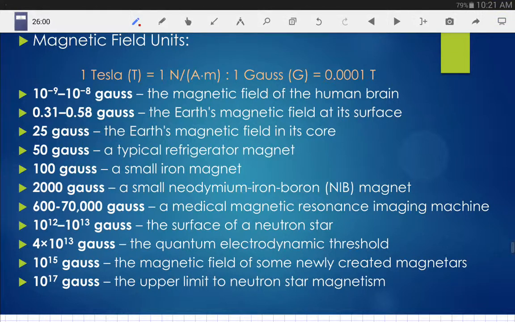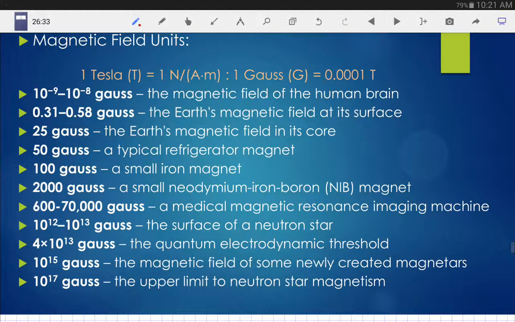A small iron magnet, something like this, has a magnetic field of around 100 Gauss. So that's about 200 times the strength of the Earth's magnetic field for this little guy right here. And then you can get to the small neodymium iron boron magnets. That's the kind of magnet that I had sticking to my battery in lab, or cell in lab. Those are like 2,000 Gauss. That's a really strong magnet. They're very hard to separate those babies.